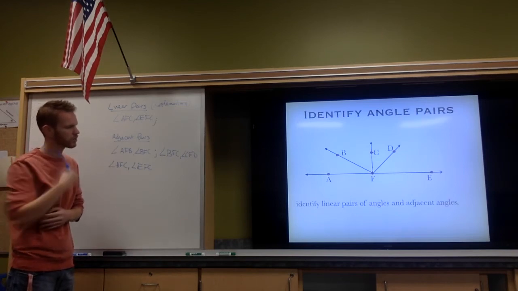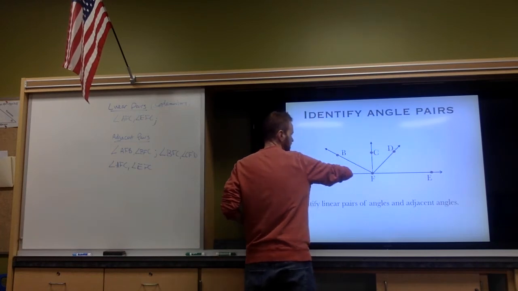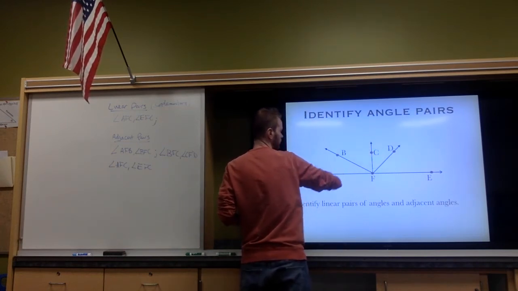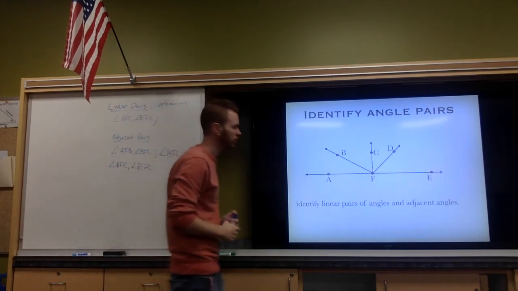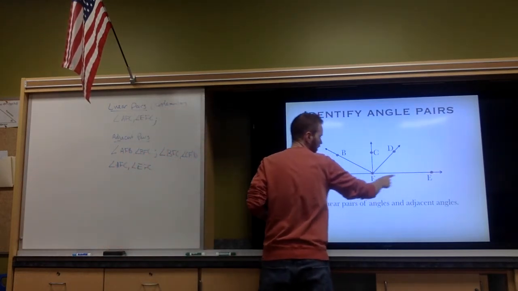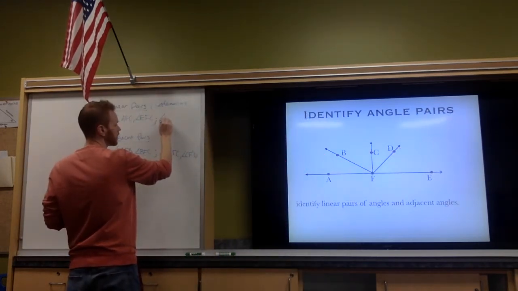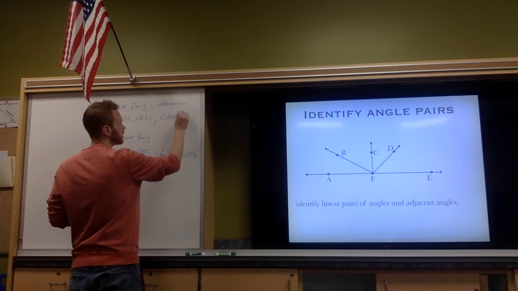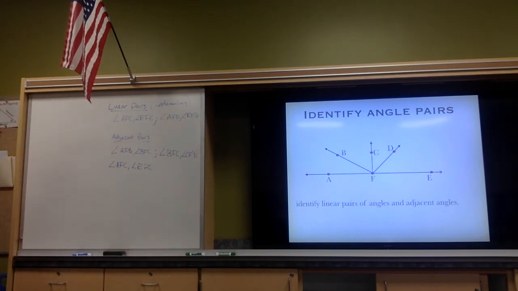There's more. Let's try another one. AFD, that's this entire thing. What would be supplementary to that guy that's linear? I think it's going to be this guy, right? EFD, right? So let's write this down. AFD and EFD. There's another pair of linear angles. Another set of angles that are a linear pair.